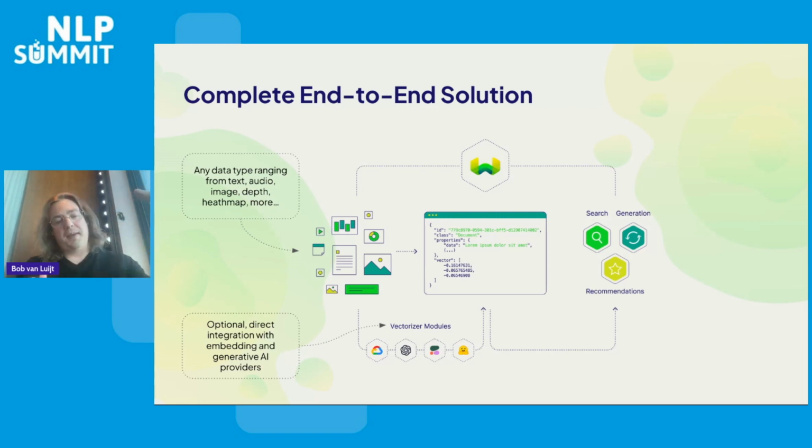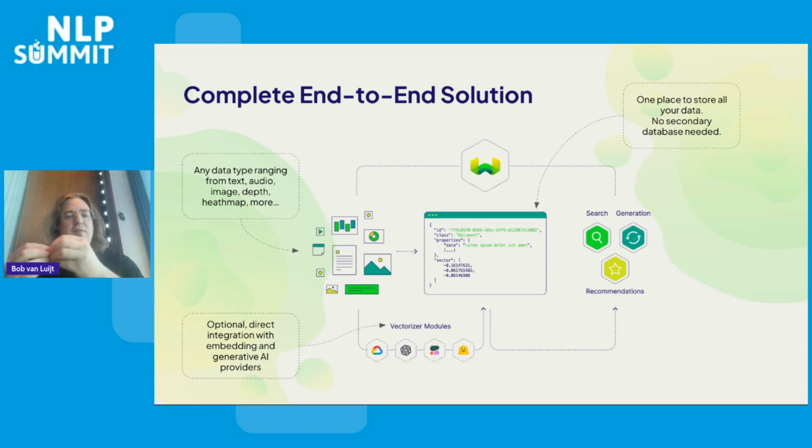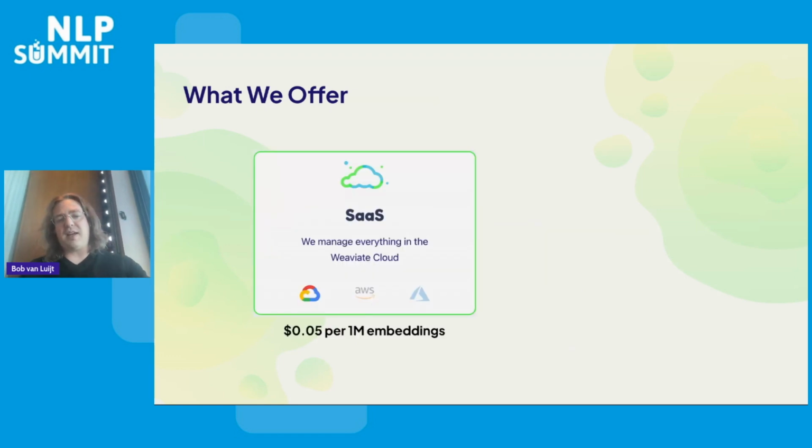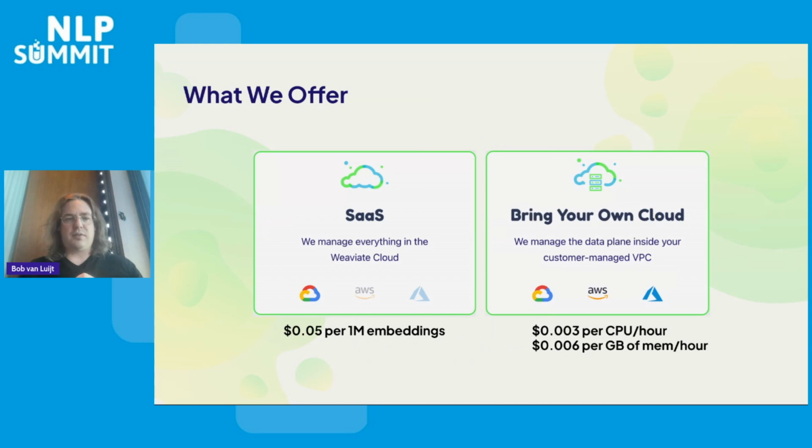And we have these vectorization modules, and we have these generative modules. We also have re-rankers and those kinds of things. So if you want to build that end to end and you don't want to care too much about where the embedding is coming from or how you're integrating with the models, you can optionally do that in Weaviate as well. So there's one place where you store that, so you don't need a secondary database. You can just have one database with your data and your vector embeddings. And the majority of applications are around search, generation, and recommendations. So again, quickly to recap, so we have serverless SaaS, and we have bring your own cloud.